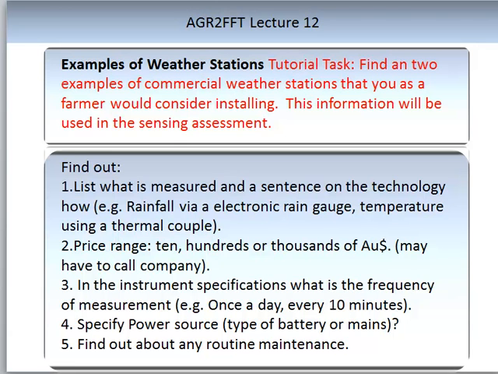Ideally, you will find an example of a very cheap weather station and a more expensive one. You can compare the technological differences and the robust differences. There may also be differences in measurement frequency and the range of measurements.